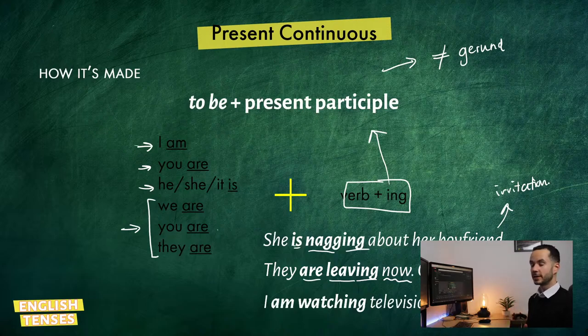And I am watching television at the moment. Again, something is happening now. And we know that because of at the moment. Right, so I am watching television at the moment. Am plus verb plus ing.